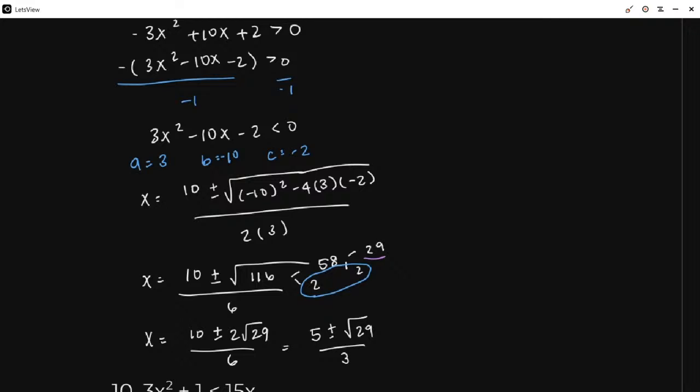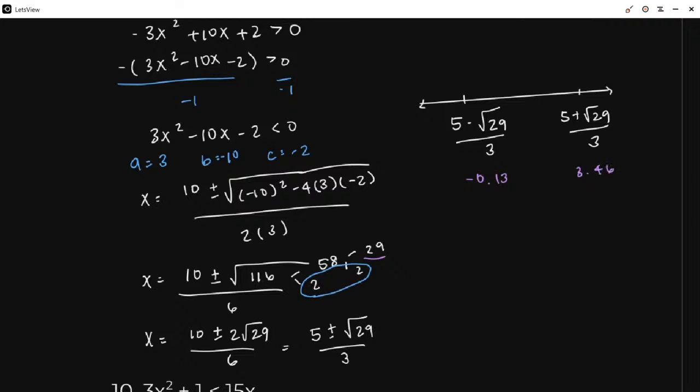Okay, so we're still going to draw a number line, but I would just plug the numbers into a calculator. The one that's always on the left is going to be the minus one, so 5 minus rad 29 over 3, and the one on the right will always be the plus one. Oh wait, actually, that's not true. It depends on what sign's in the front. But yeah, I would just plug these numbers into a calculator. So if you do that, you'll get about negative 0.13 and 3.46.